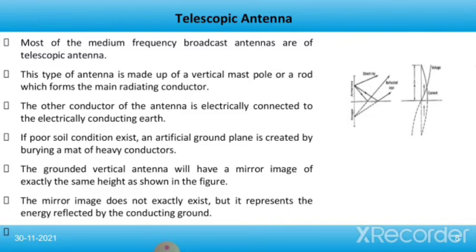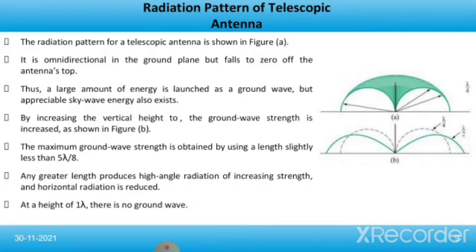The grounded vertical antenna will have a mirror image of exactly the same height, as shown in the figure. The mirror image does not exactly exist, but it represents the energy reflected by the conducting ground. Now we'll talk about the radiation pattern of the telescopic antenna. The radiation pattern for a telescopic antenna is shown in figure A. It is omnidirectional in the ground plane but falls to zero at the antenna's top.